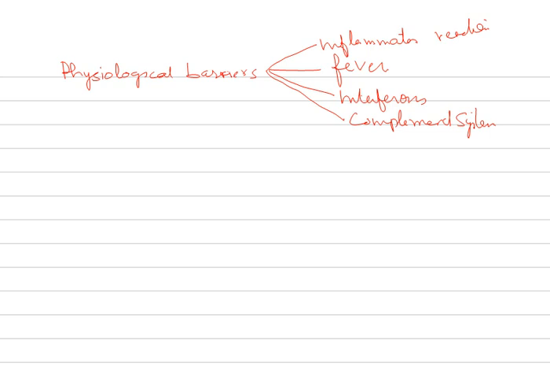Matter of fact, the physiological barriers have got four types as shown. Inflammatory reaction, number one. Then the fever, number two, interferons, and then lastly the complement system. So the four types. Now, what is inflammatory response or inflammatory reaction?